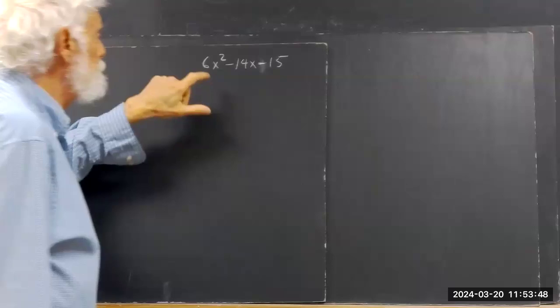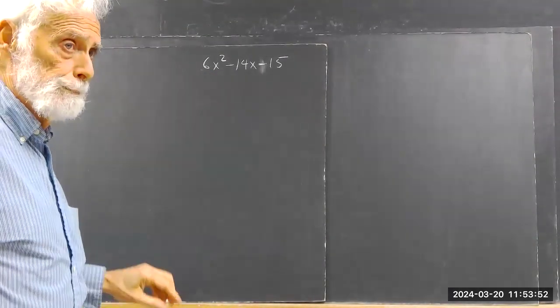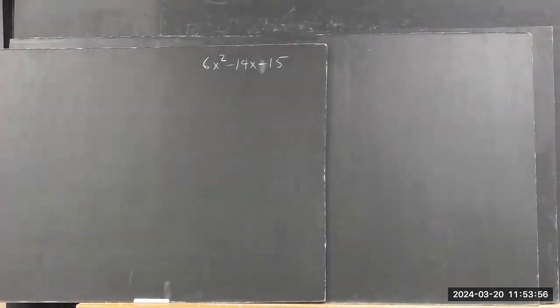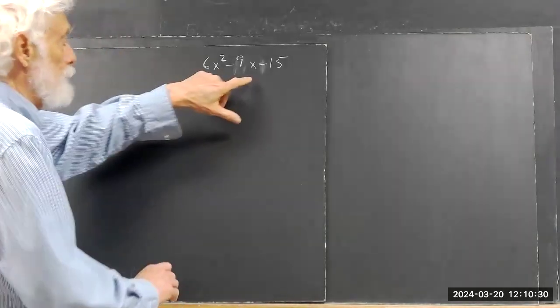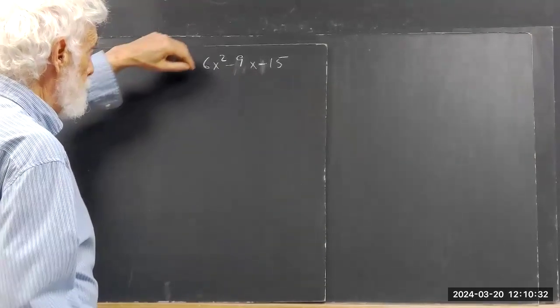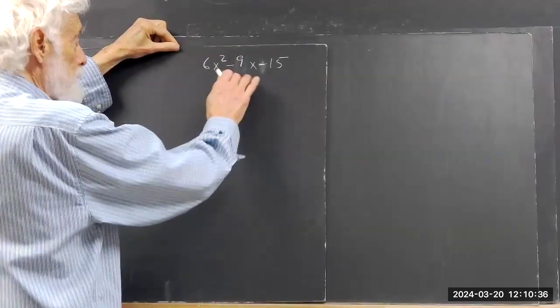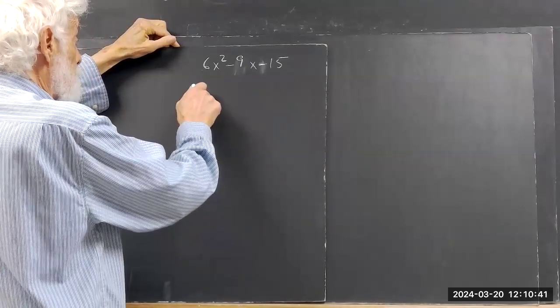Okay, so what would your factorization do for this one? Okay, now we have 6x squared minus 9x minus 15. We focus on the 6 and the 15, and then we see if we get a -9 to pop out as a coefficient of x.